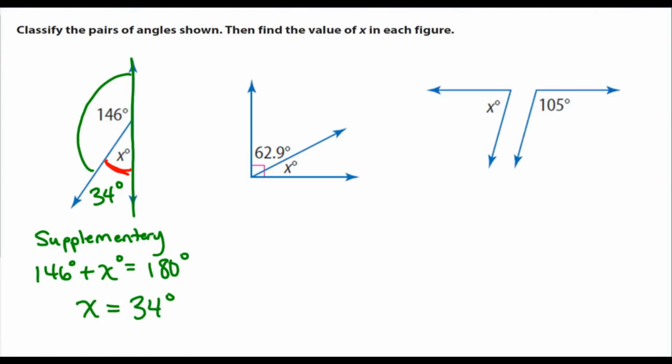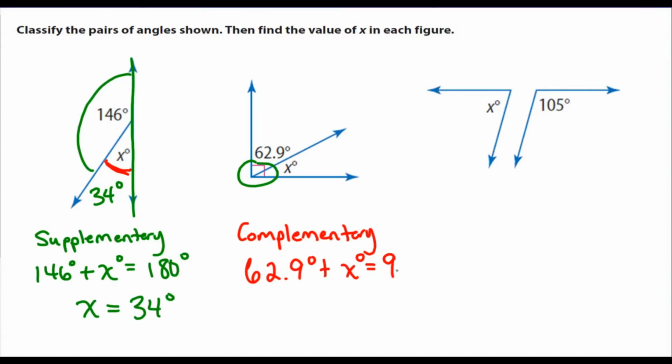Next one, these 2 angles, I can see that this is a 90-degree angle. So these 2 angles combine to form a 90-degree angle. That tells me they are complementary angles. And I know that 62.9 degrees plus x degrees has to be 90 degrees. And that means x is 27.1 degrees. 27.1 degree angle. And then lastly here, when I combine these 2 angles, I'm going to get a straight line if I were to slide those together. So that tells me these are supplementary.